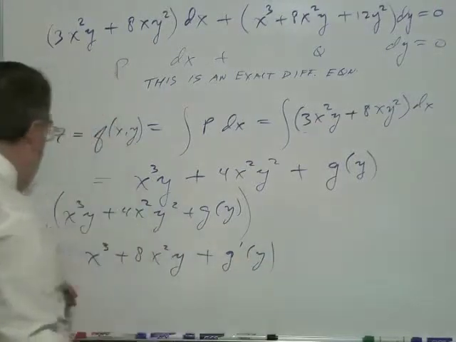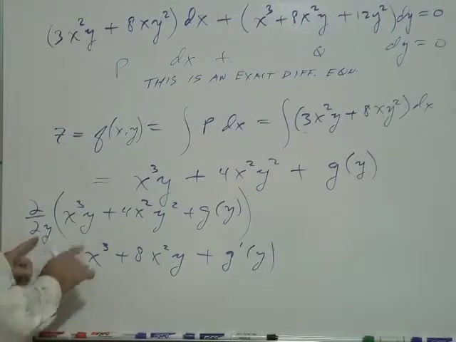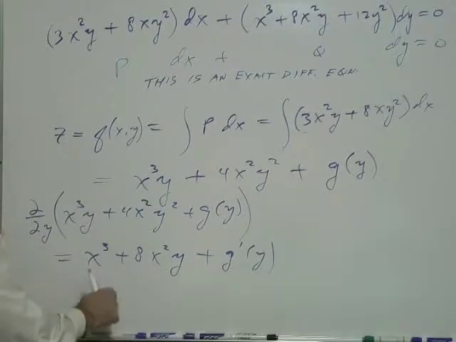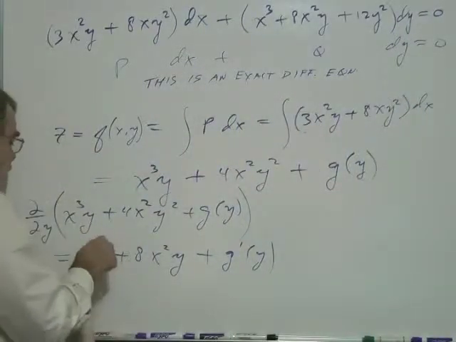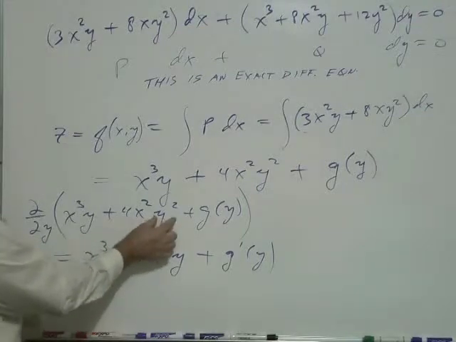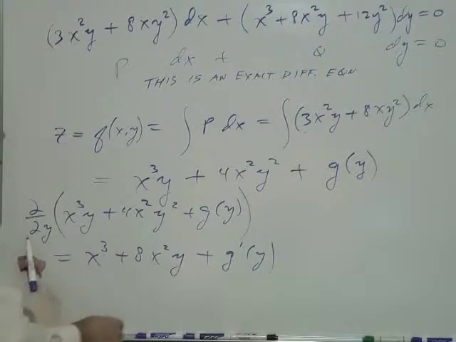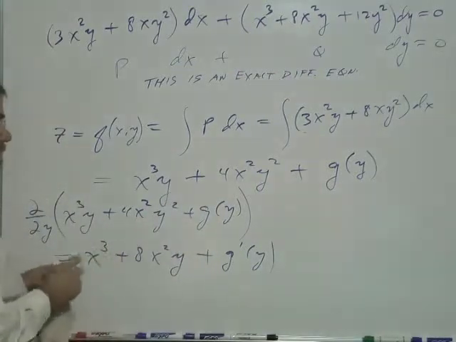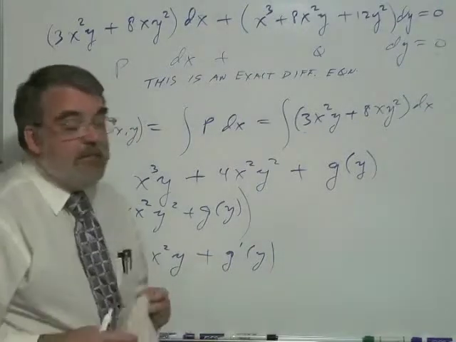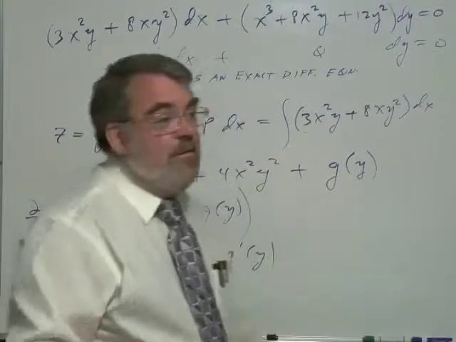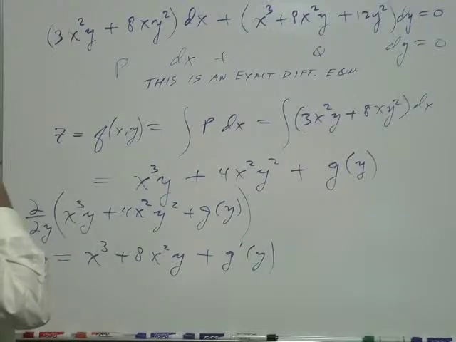So let me explain that. We're treating x as a constant now. Y is now being treated as my variable. So this derivative, that's 1 times x cubed. This derivative is 2y. 2y times 4x squared is 8x squared y. And then the partial of g of y with respect to y is the ordinary derivative, g prime of y. It's the ordinary derivative because there's no x in this term. It's just y and any other constants.